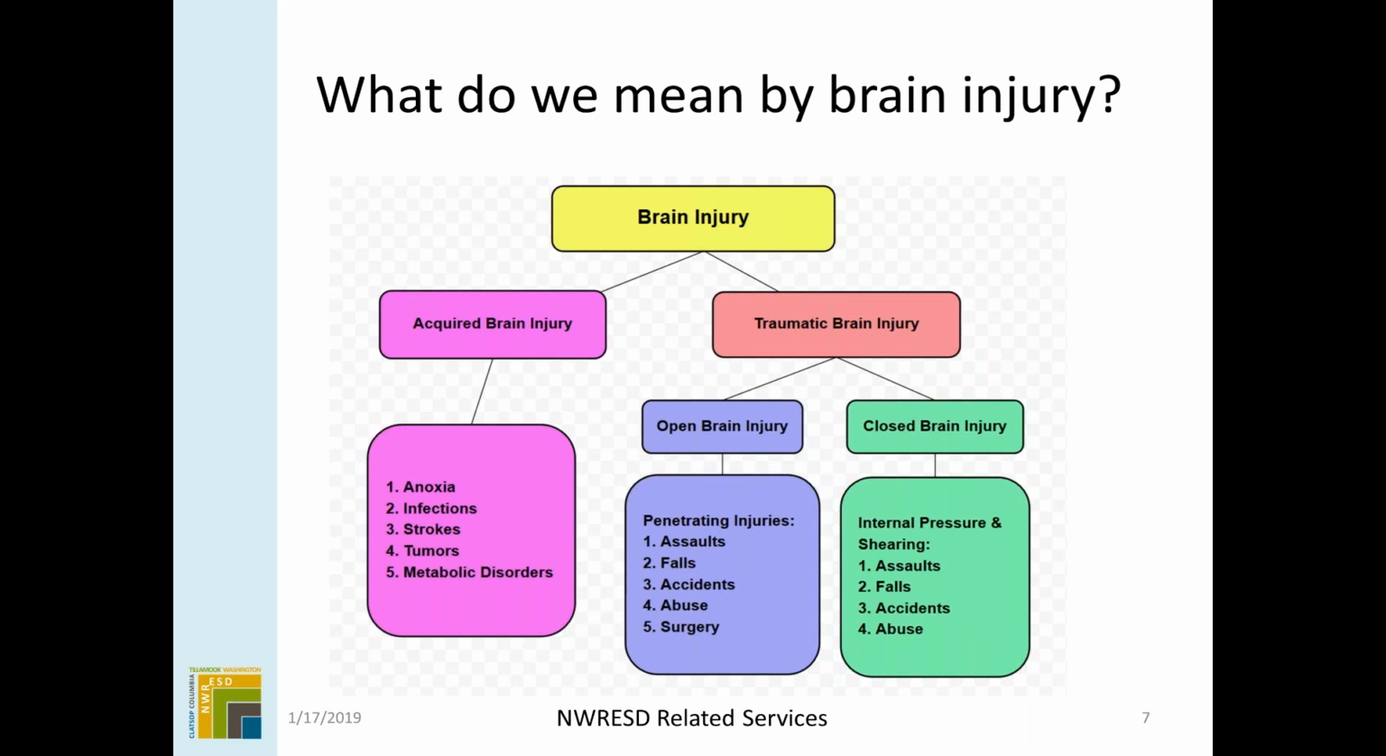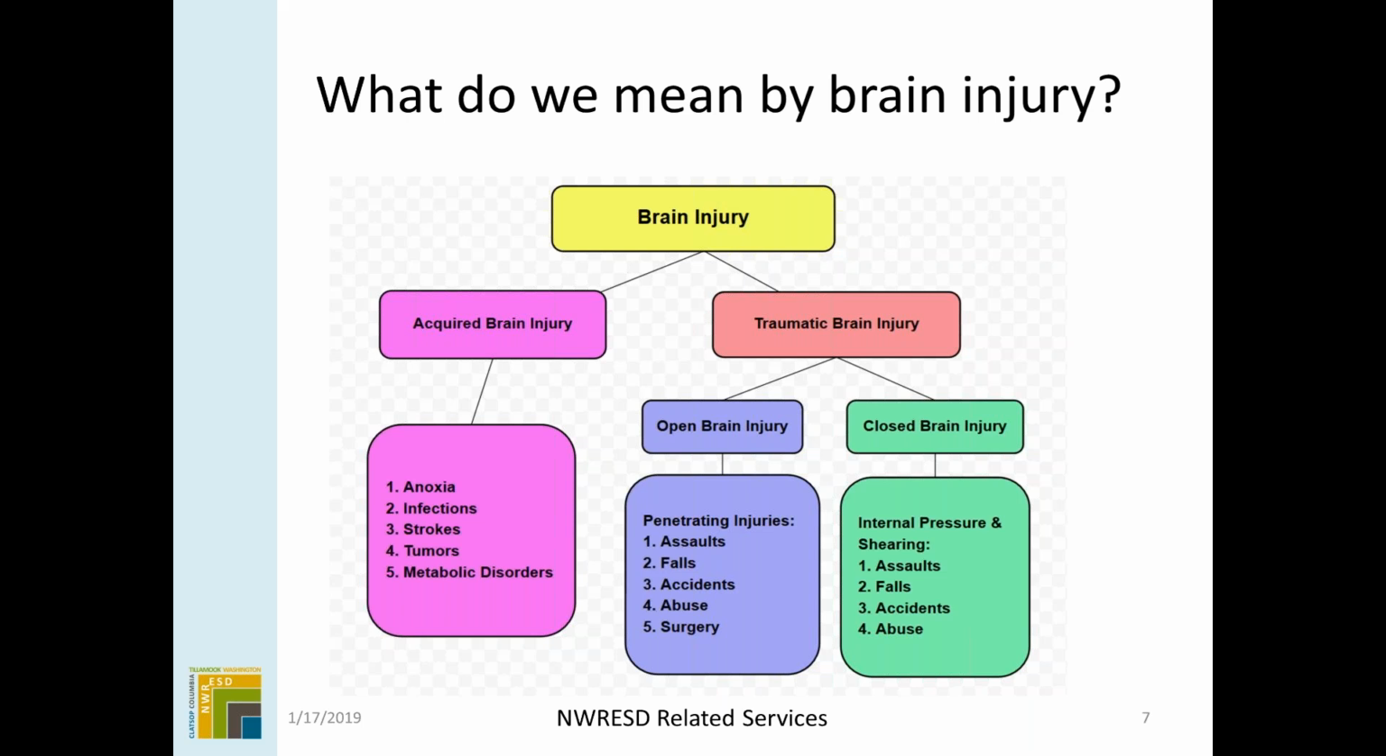So acquired brain injury can be things like anoxia. So the individual experienced lack of oxygen, maybe an infection that impacted the brain, a stroke, tumor, metabolic disorders, and things like that. And then traumatic brain injury is caused by an external force.